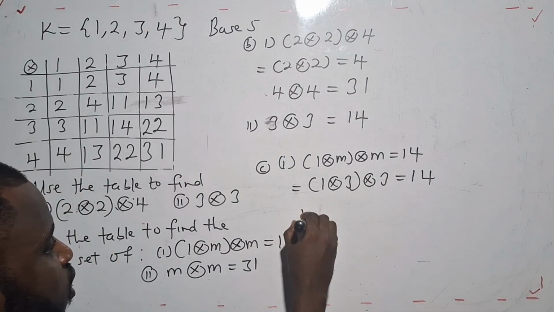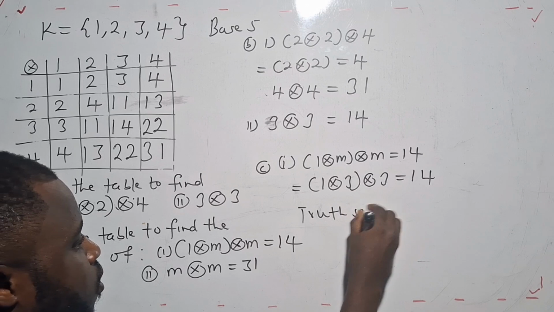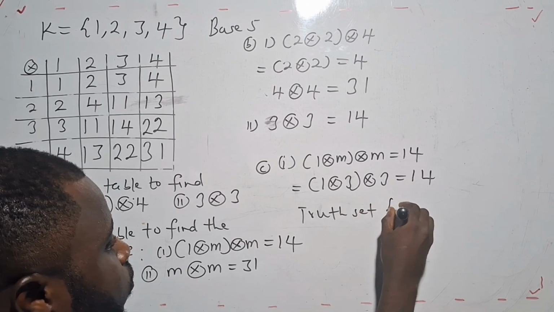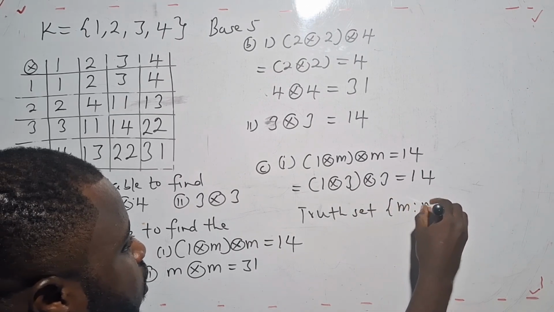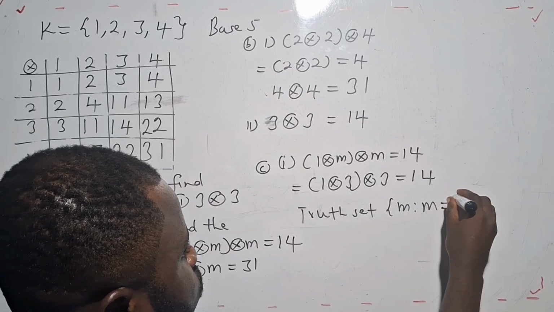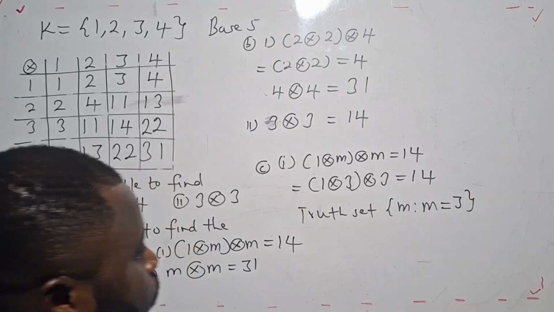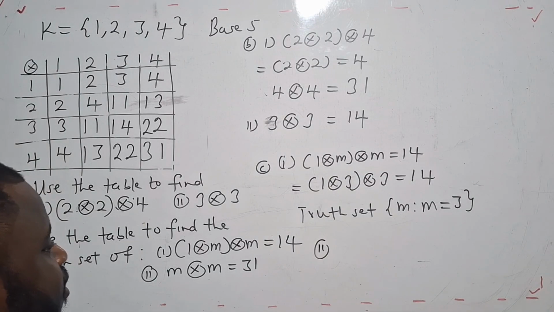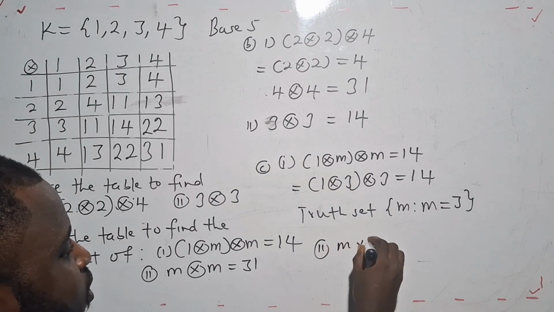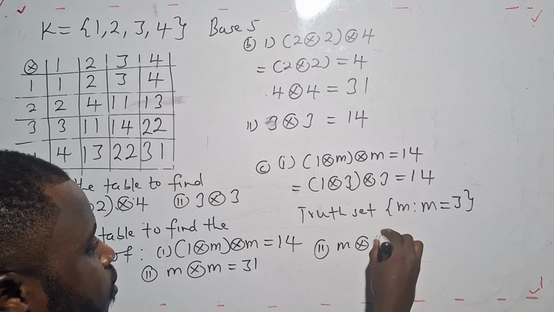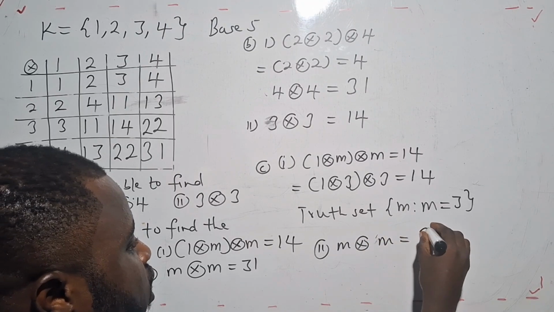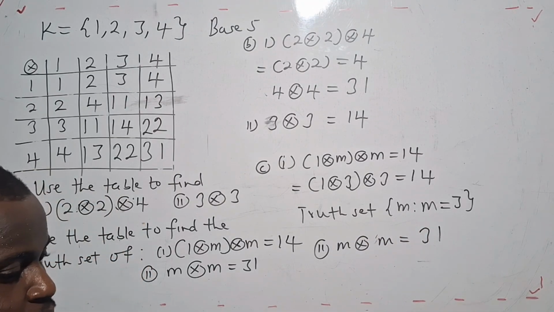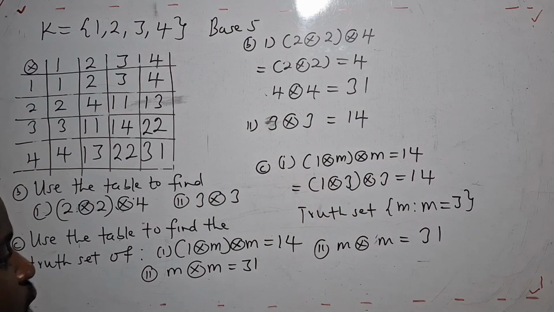So here you say the truth set m is like that, m is equal to 3. So that is on the I. Yes, that is on the I. So the I says that a number multiplying itself will give you 31. A number multiplying itself will give you 31.